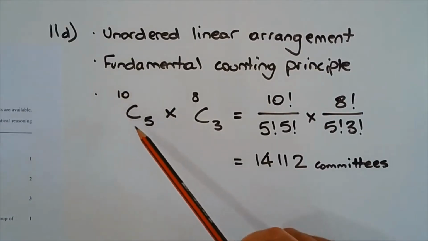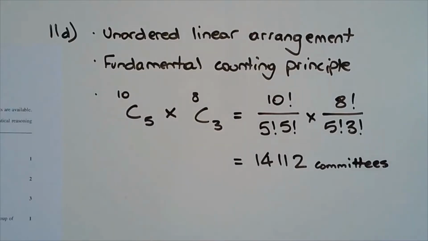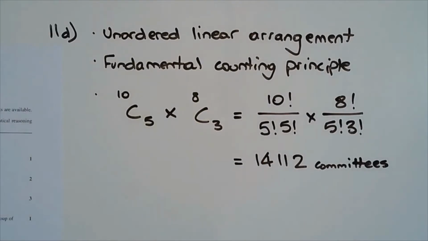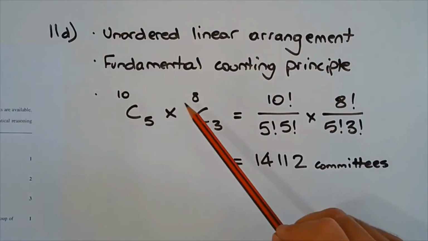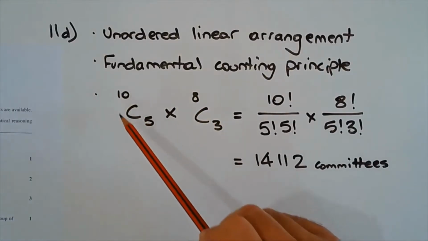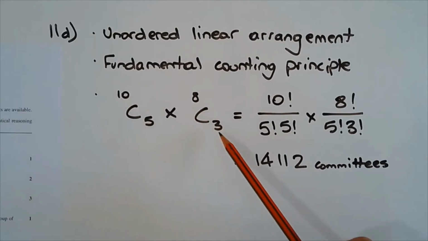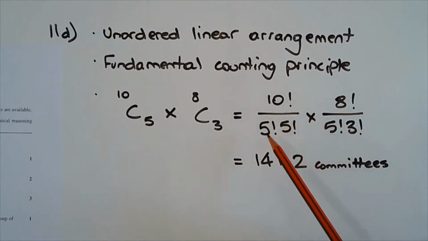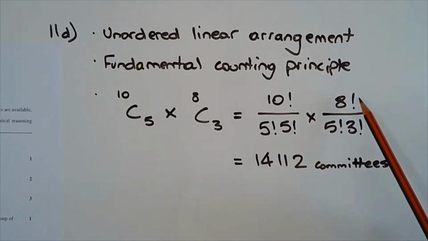There are 10 choose 5 ways of choosing 5 men from a group of 10, and there are 8 choose 3 ways of choosing 3 women from a group of 8. So applying the fundamental counting principle here, if we take 10 choose 5, multiply it by 8 choose 3, we get the total number of committees that may be formed. So that's 10!/(5! 5!) multiplied by 8!/(5! 3!), and that equals 14,112 committees.